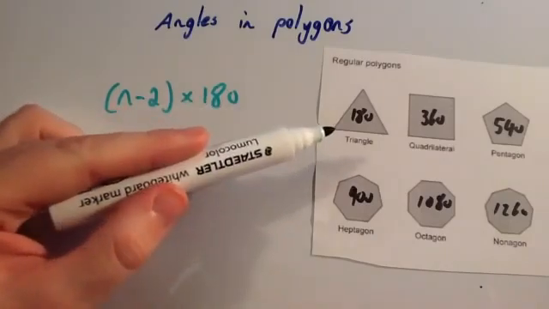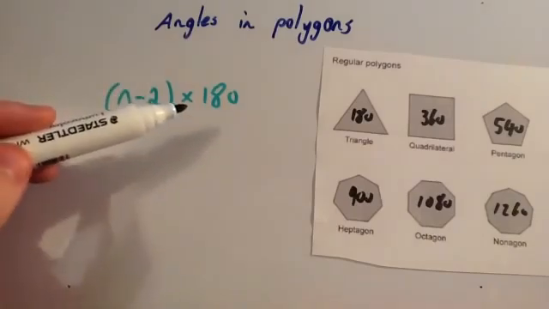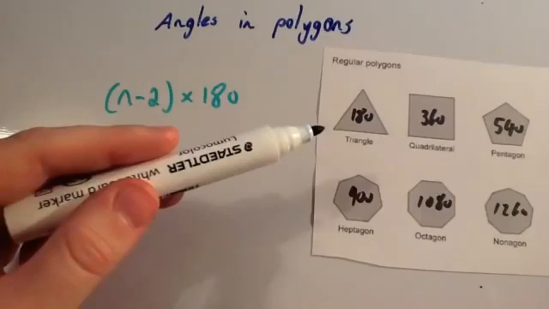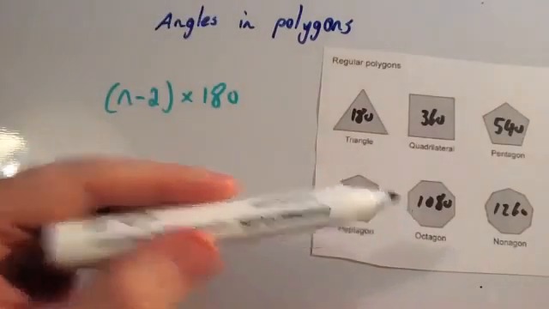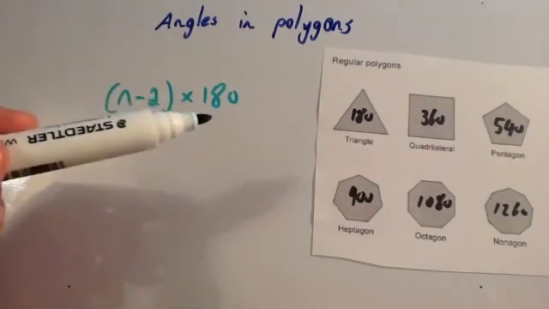So for a triangle, it's got 3 sides, you take away 2 is 1, and then times by 180 is 180. So the angles in a triangle add up to give 180. For instance, an octagon, 8 sides, 8 take away 2 is 6, and then you do 6 times 180, which is 1080.